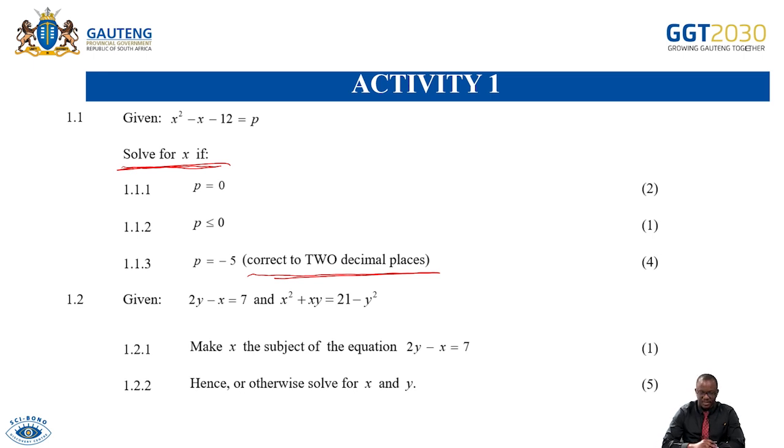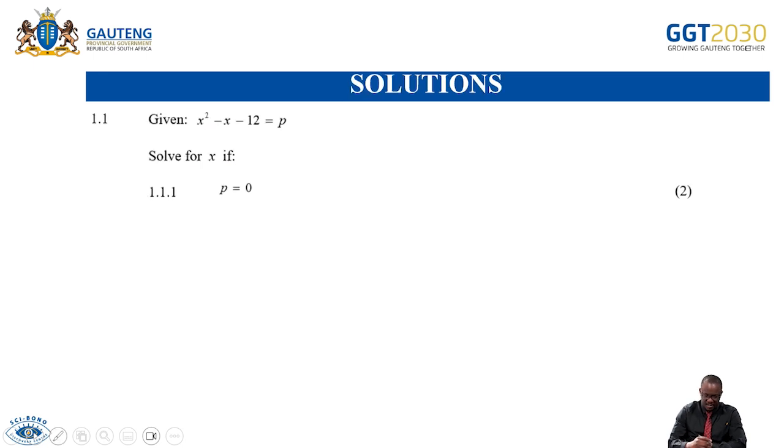Now let's look at how we approach this type of question. Remember, with the first one, 1.1.1, p is a condition. They are giving you a condition of p, to say if you have x squared minus x minus 12, it's equal to, but we know that this is equated to p. Now the value of p, they are saying it's 0.